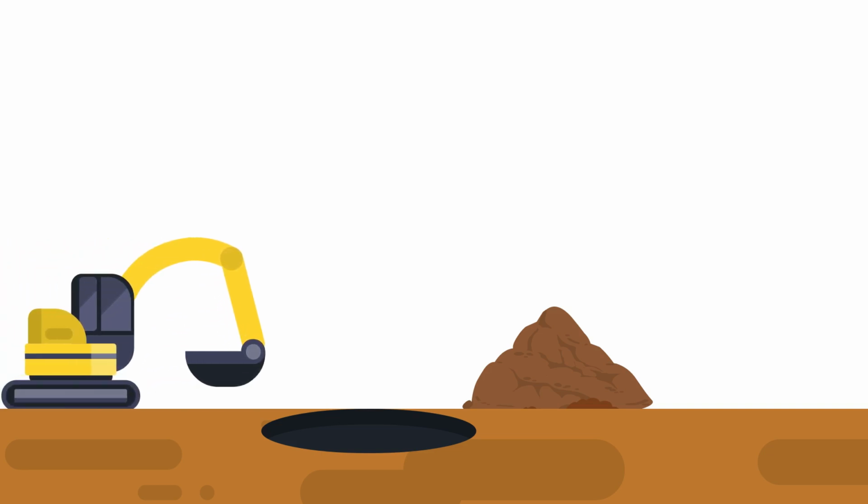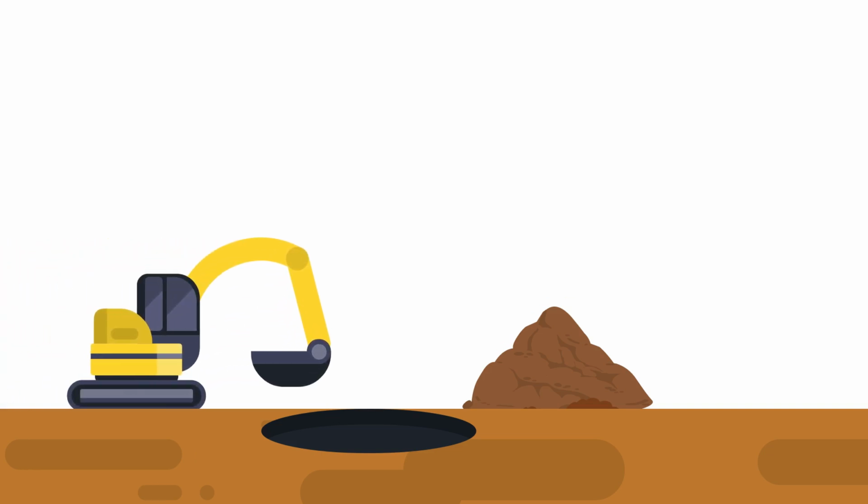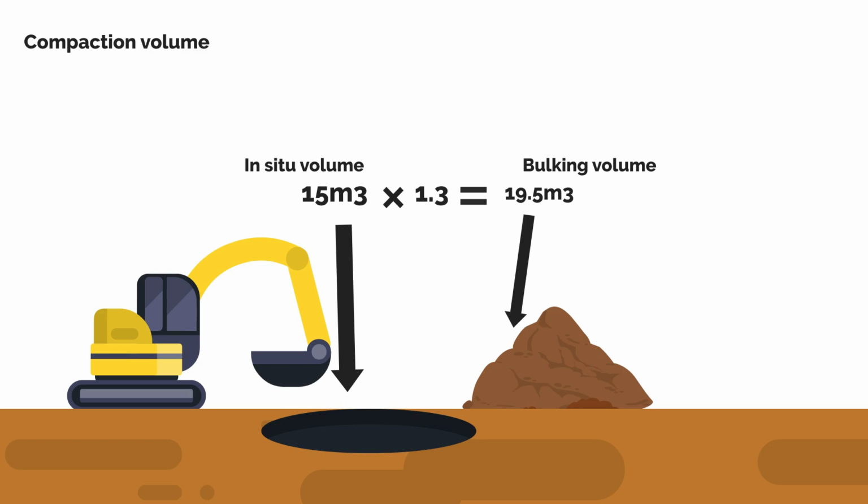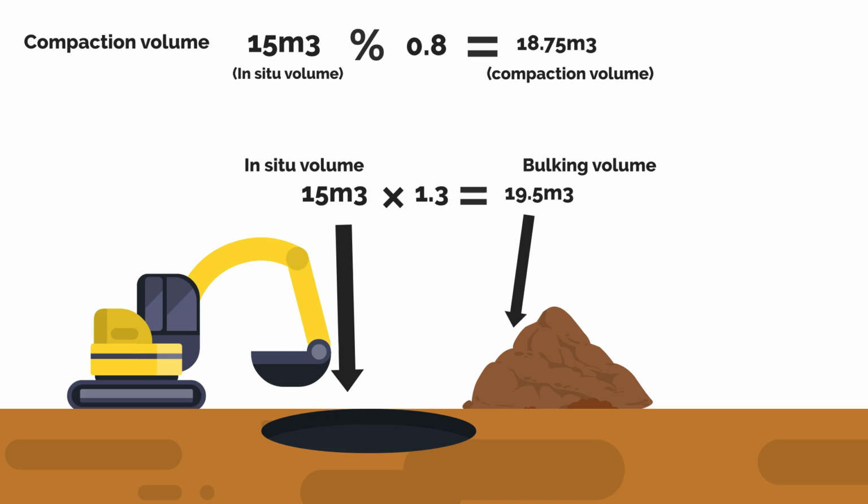So how do you use these bulking factors in your calculations? Well, if we assume you are excavating 15 meters cubed of clay, you would multiply this figure by the bulking factor of 1.3 to give you the volume of excavated material, in this case 19.5 meters cubed. Conversely, let's say you are filling a 15 meter cubed hole full of clay. You would need to divide the in situ volume of 15 meters cubed by the compaction factor of 0.8 to give you the volume required to fill the hole, which is 18.75 meters cubed.